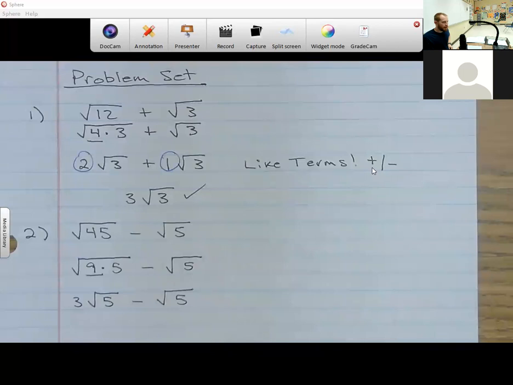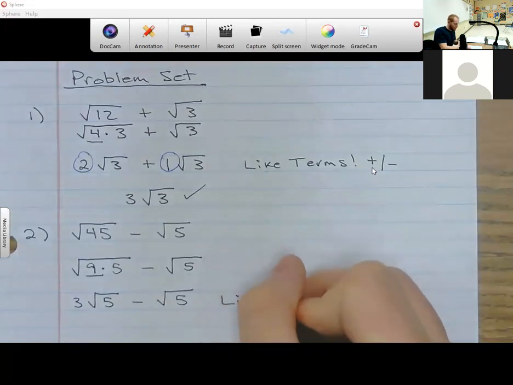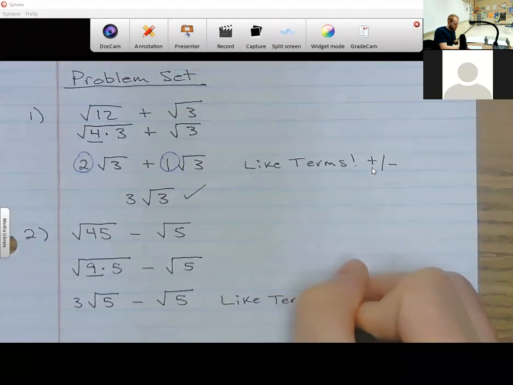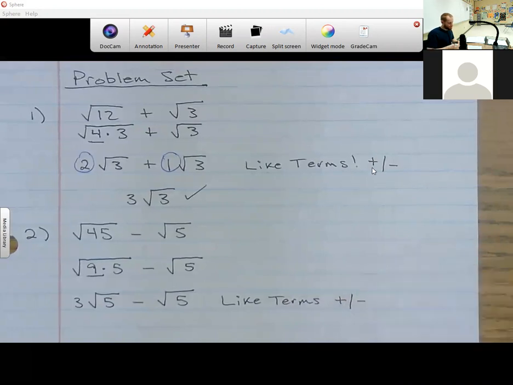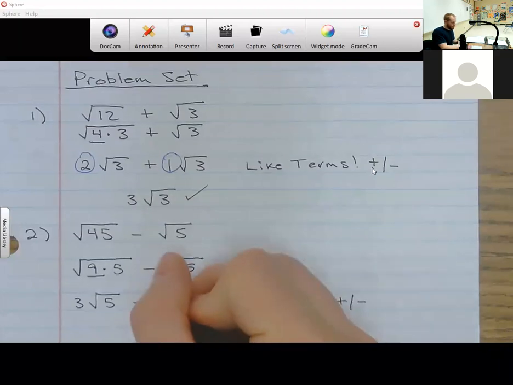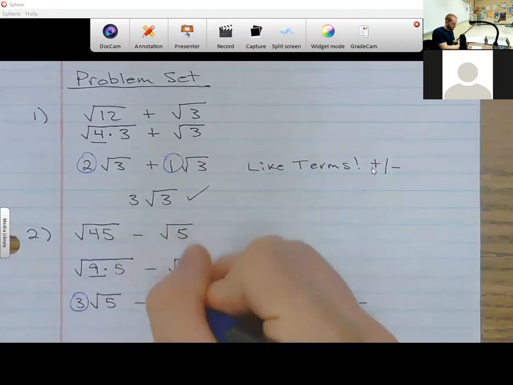Okay, so now I have those like terms, just like I did before. And you should always have like terms when you're adding or subtracting. Multiplying and dividing is a little bit different, right? So I'm going to put the 1 in front of this square root of 5, just so you have a number to go on. And let me circle these.